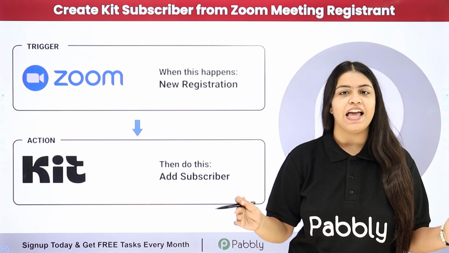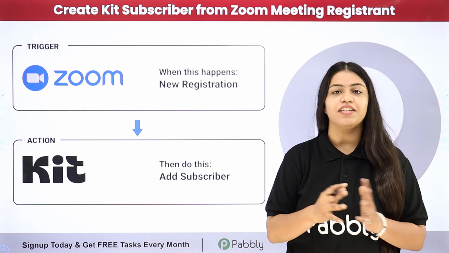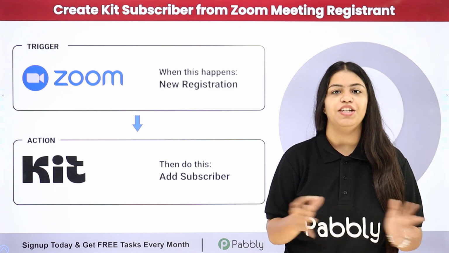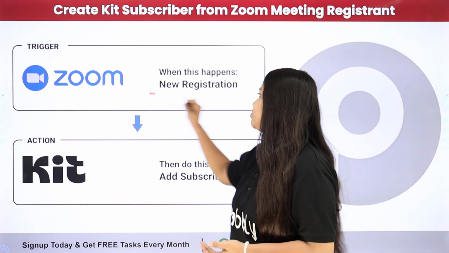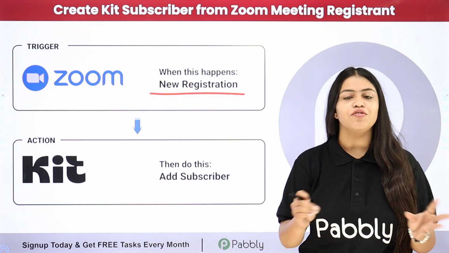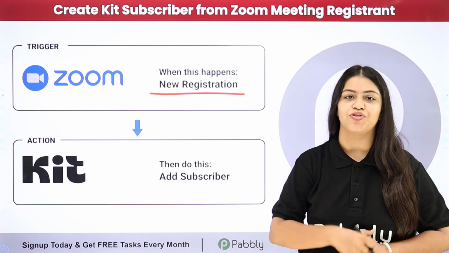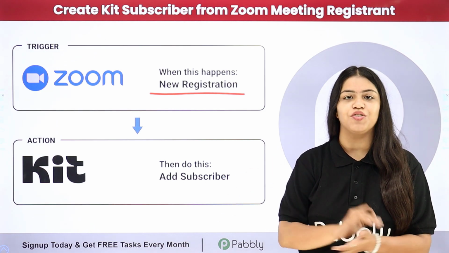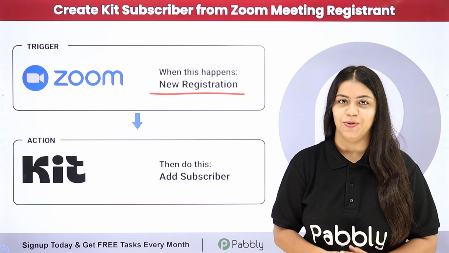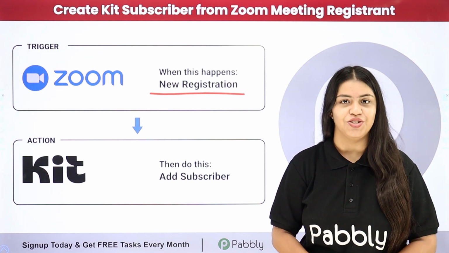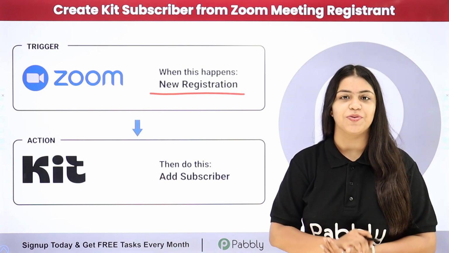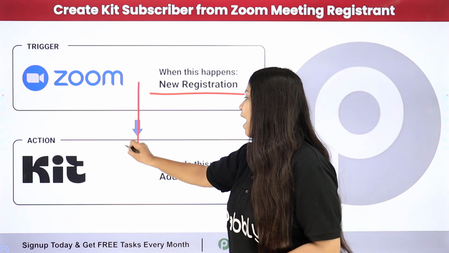So over here I'm running an edutech company and we conduct webinars and sessions regularly using our Zoom account. Now what I want is that as soon as someone registers for any of my webinars, automatically with the help of these same registrant details, a new subscriber should be created in my Kit account too, so that we can create targeted email marketing campaigns for all of the registrants. To do this, we are going to create a connection between Zoom and Kit.